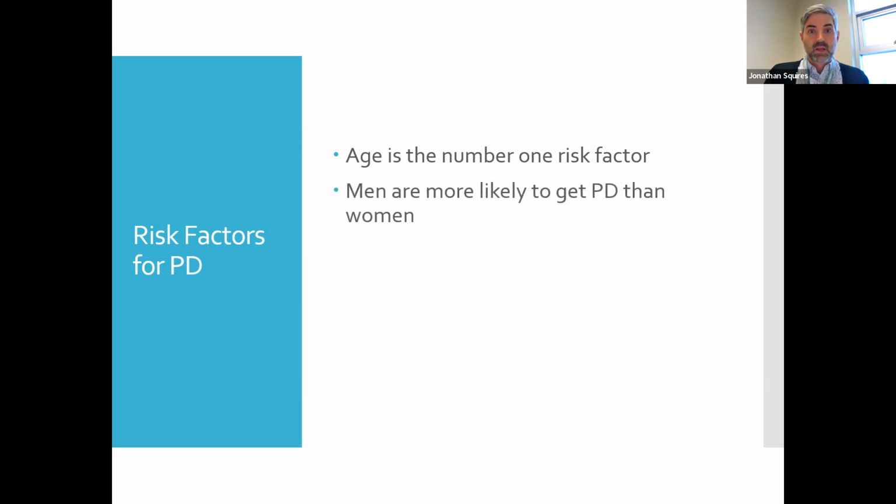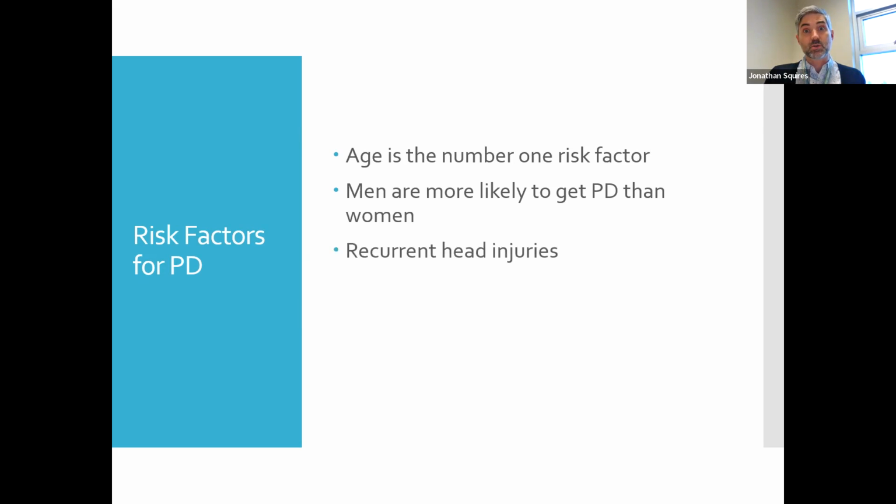Now, we don't know what causes it, but we do know a lot of risk factors for Parkinson's disease. So the most important risk factor by far is age. Parkinson's disease affects 0.3% of the overall population, but it affects about 1% of people over the age of 65 and 3% of people over the age of 80. So that's number one risk: as we get older. Men, for reasons that aren't well understood, are more likely to get Parkinson's than women. So about 2/3 of people with Parkinson's are men and 1/3 are women.